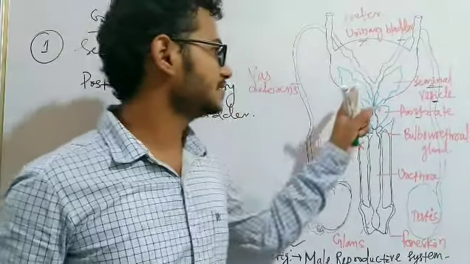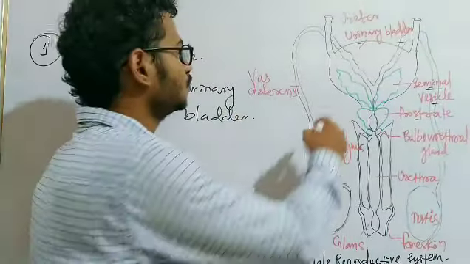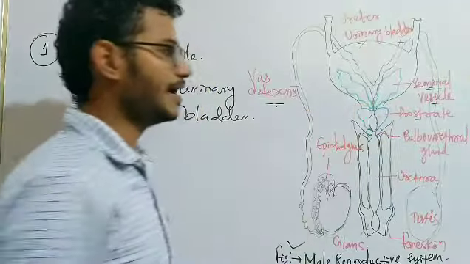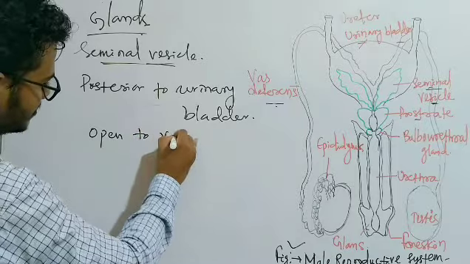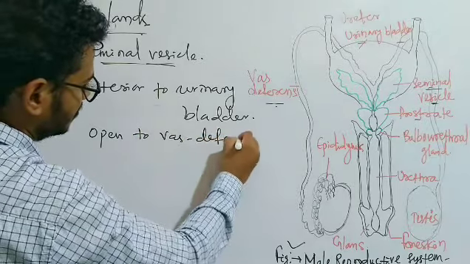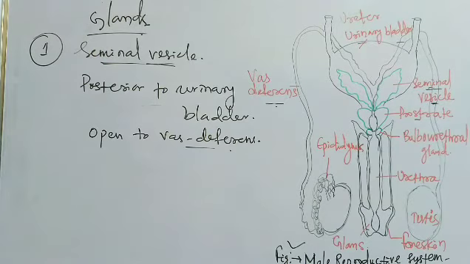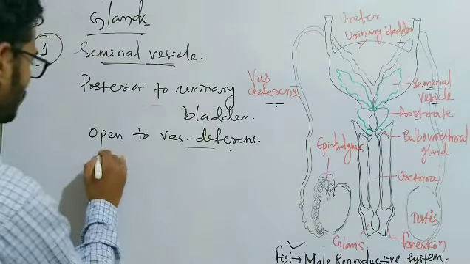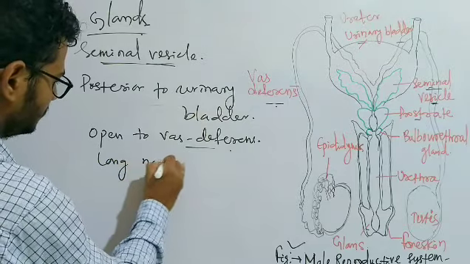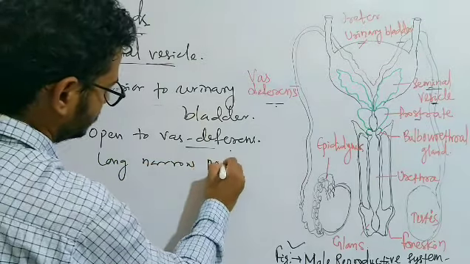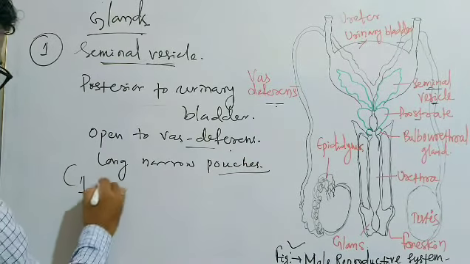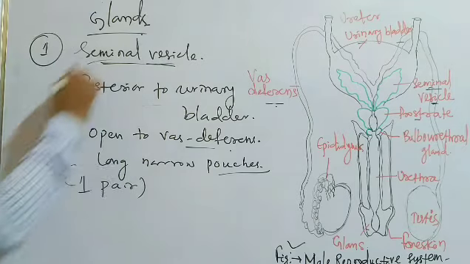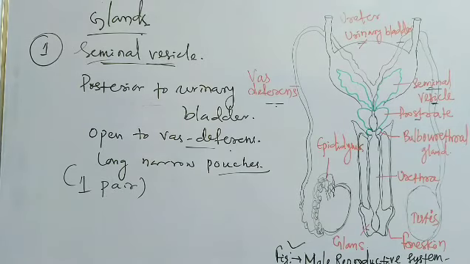They open to the vas deferens, or the ductus deferens, with a minute duct. These are long, narrow pouches, and they are present in pairs. One pair of seminal vesicles is present.